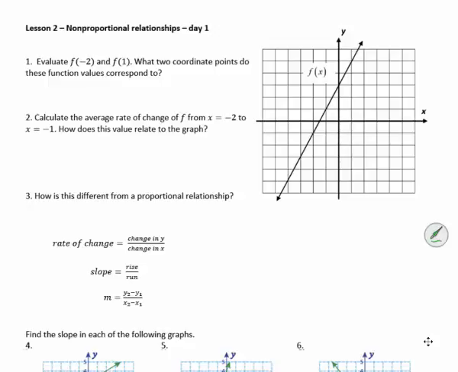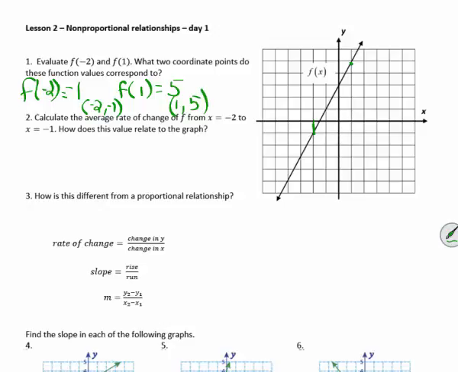So I want to evaluate f of negative 2. That means I'm going to go over to where x is negative 2, and I'm going to read down. So that would give me negative 1. And f of 1, so go over to 1, read up, so that's 1, 2, 3, 4, 5. What two coordinate points do these function values correspond to? They're just asking you to write it as a point. So this would be the point negative 2, negative 1, and this would be the point 1, 5. I could read that off of the graph.